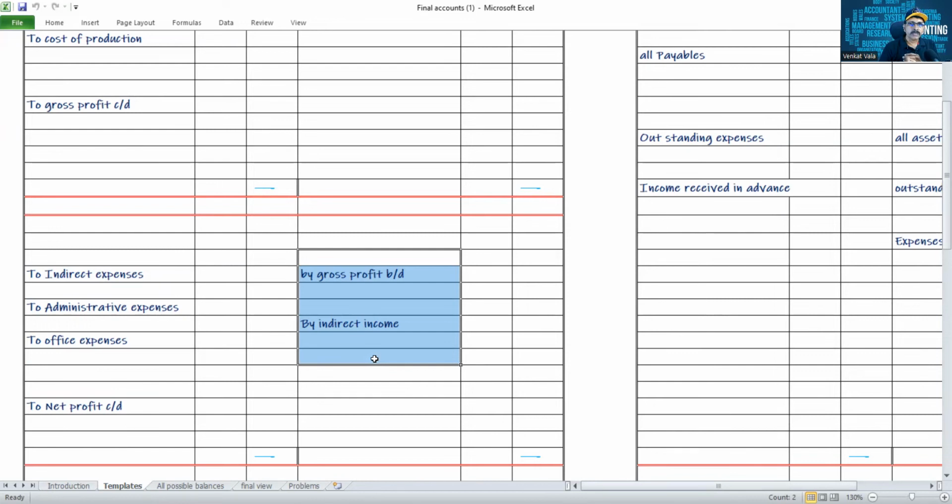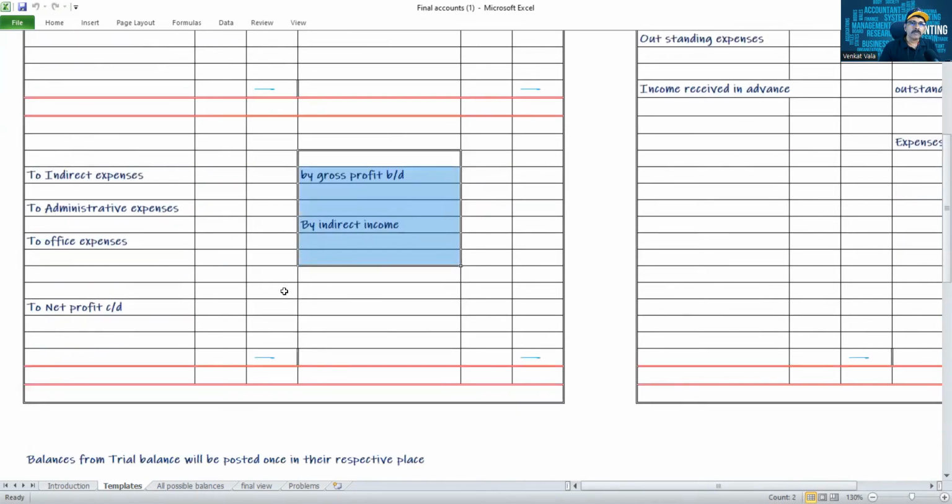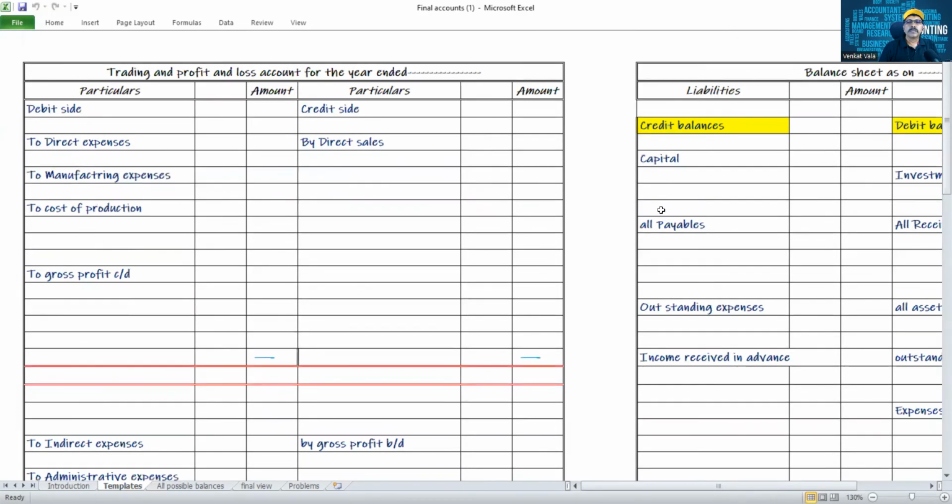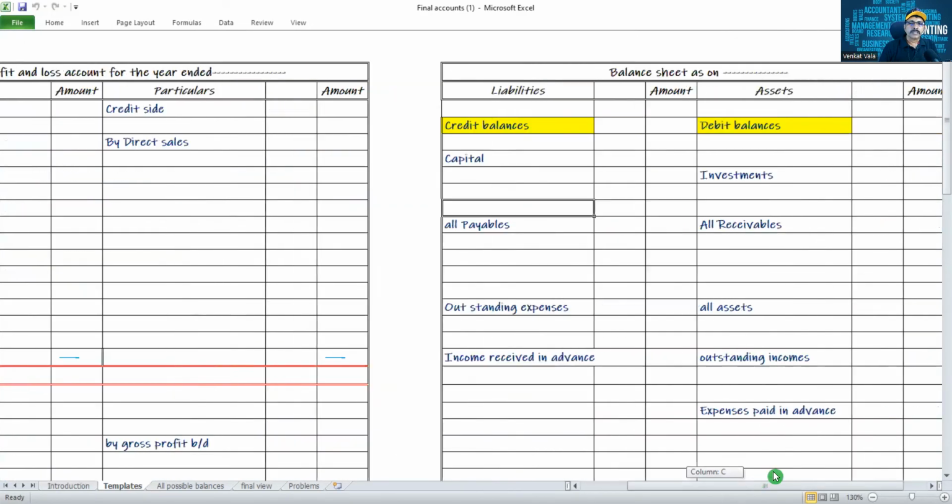What are those other incomes? Like salary received, commission received, rent received, dividend received, all such sort of incomes will be recorded on credit side of P&L account. And by finalizing the P&L account, we'll be getting either net profit or net loss, which should be brought forward to balance sheet.